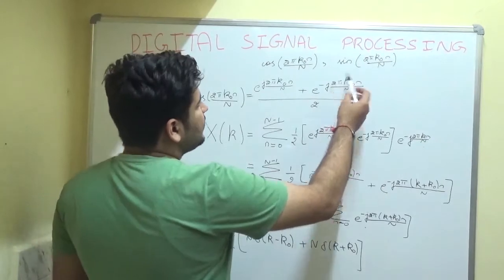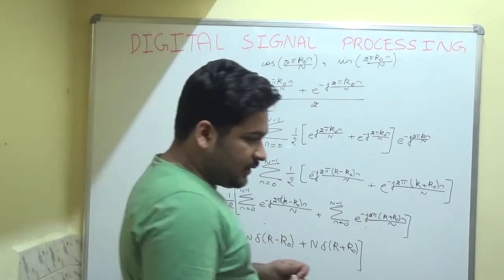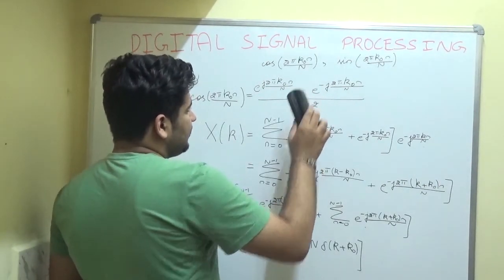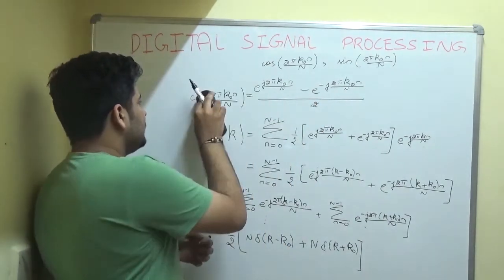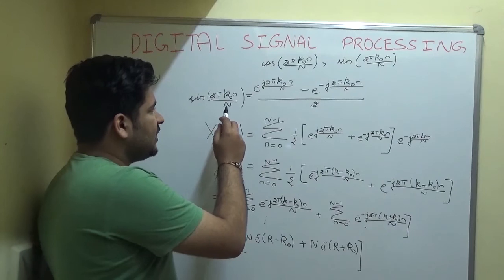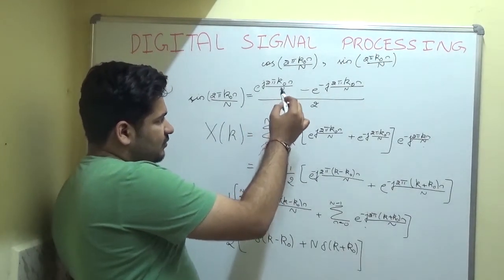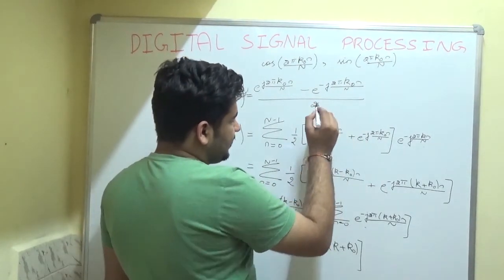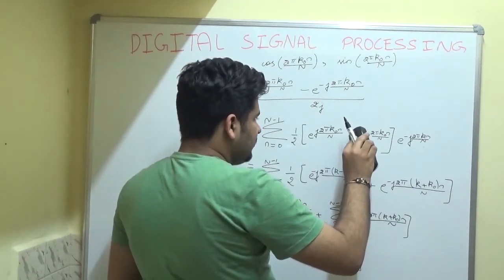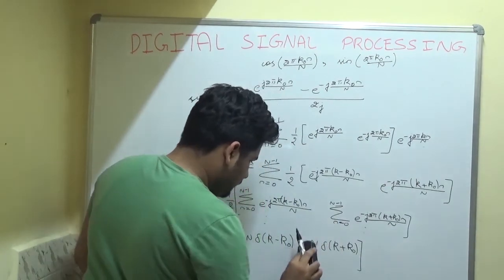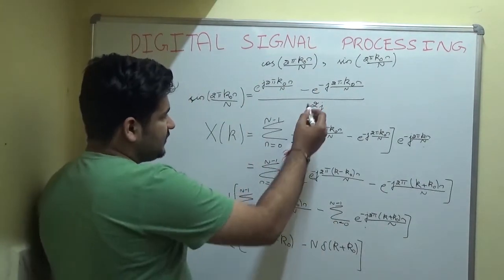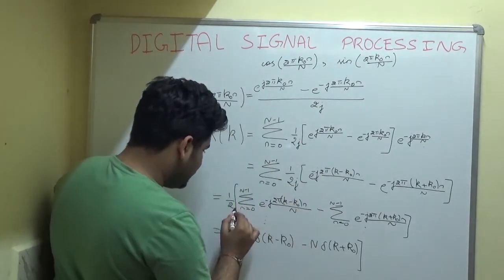Now let us try to find the DFT of sin 2 pi k naught n by capital N. In this case, there are slight changes in the formula which I will be showing you. Here the e plus becomes e minus, so cos becomes sin. Sin 2 pi k naught small n by capital N will be e raised to the power j 2 pi k naught small n by capital N minus e raised to the power minus j 2 pi k naught small n by capital N, into 1 by 2j. Okay, so this minus sign will be everywhere, so I just have minus over here and minus over here, and as you can see I have 2j, so I'll just write 2j in the denominator.